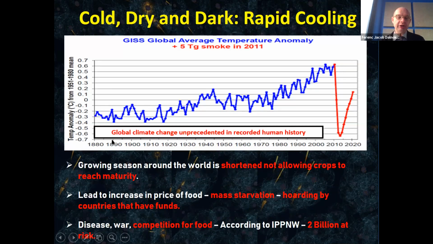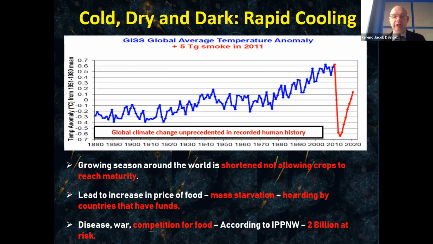This is the temperature anomaly due to climate change from the 1880s going all the way up to 2009. And there you would see what would happen if there were this dramatic effect on the climate. It would be very rapid cooling. The growing season around the world for different crops would be shortened, not allowing them to reach maturity. It would lead to an increase in the price of food, mass starvation, hoarding by countries that have the funds, disease, war, competition for food.